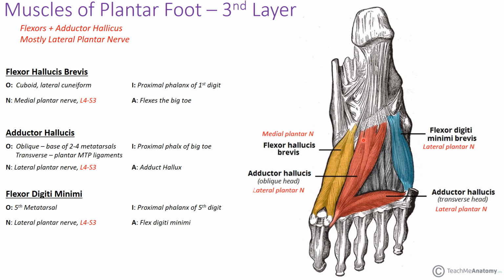Last, we have our flexor digiti minimi brevis. This is going to originate from the 5th metatarsal, going down into the proximal phalanx of the 5th digit, and its main action is going to be, as it says, to flex the small toe. Right? So that's through layer 3, and now we have one more layer to go.